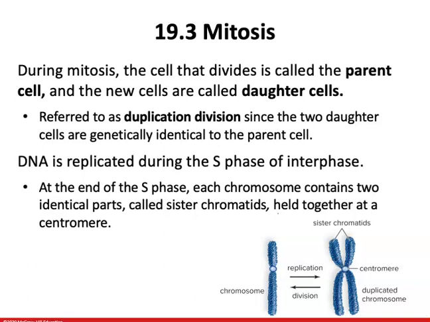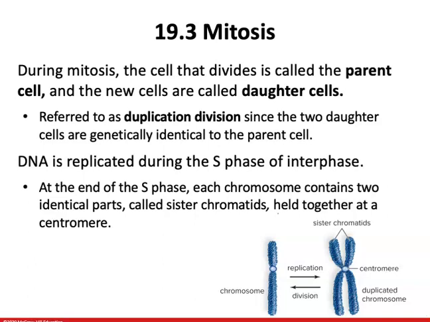This process is referred to as duplication division, since the two daughter cells are genetically identical to the parent cell. This is going to be pretty important. Does anybody know why we would want our daughter cells to be genetically identical to the original parent cell? So take a moment, think through that. Maybe reach out and let me know what you think.